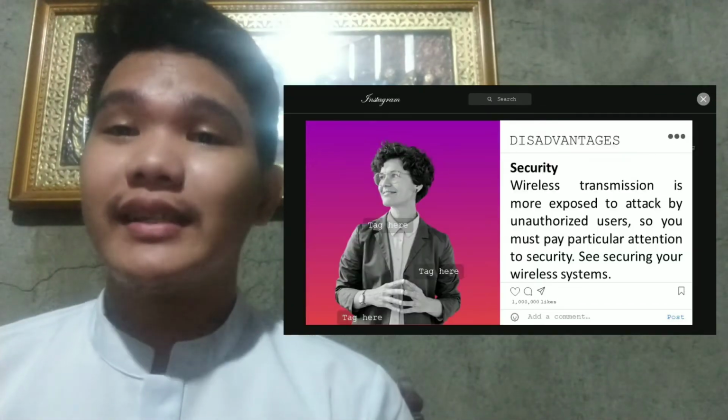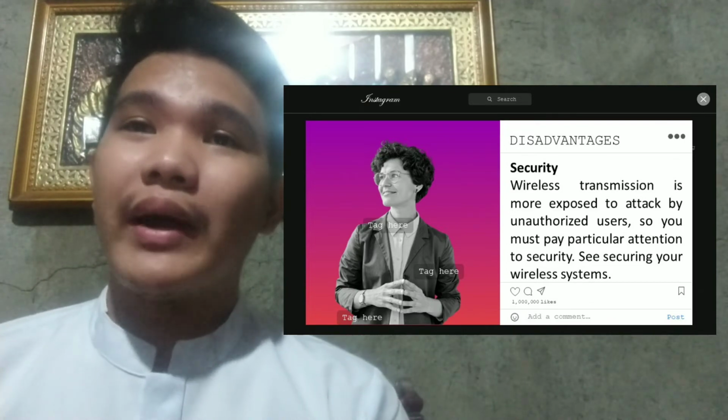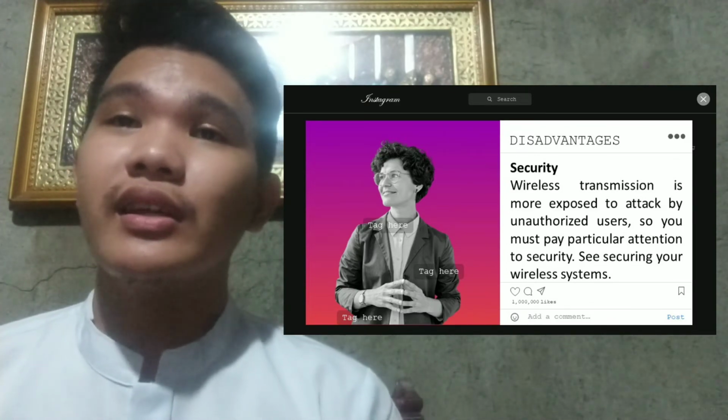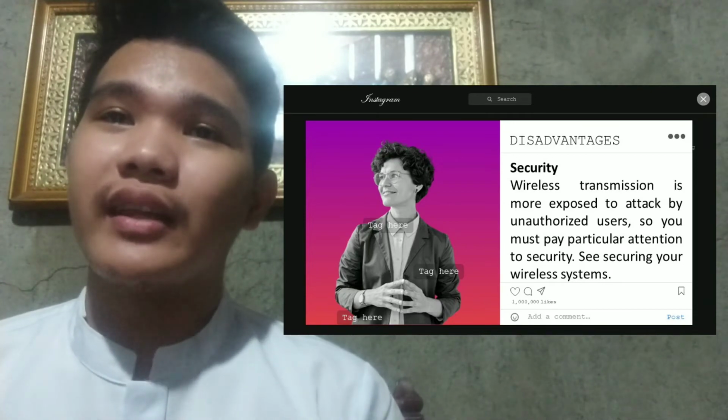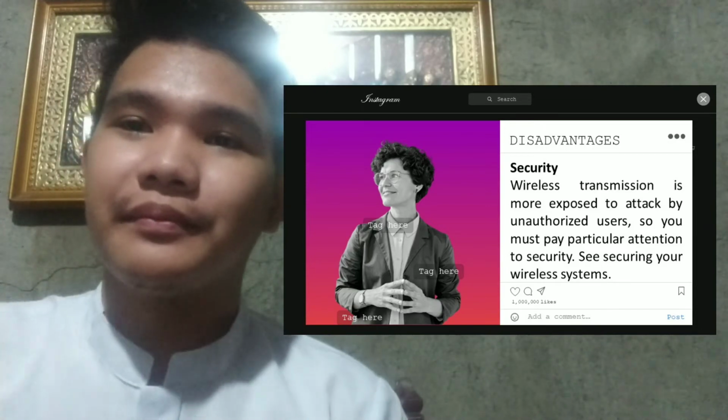Here are the disadvantages of wireless devices. First is security. Wireless transmission is more exposed to attack by unauthorized users, so you must pay particular attention to security and staying secure on your wireless system.